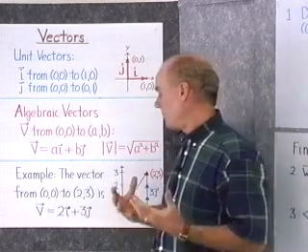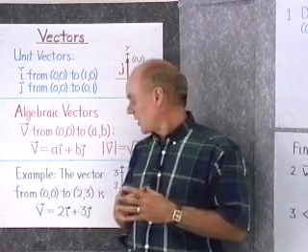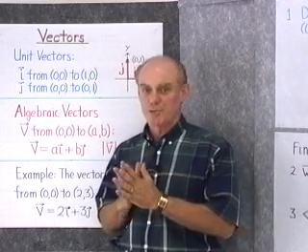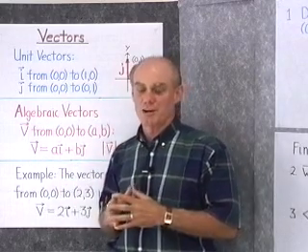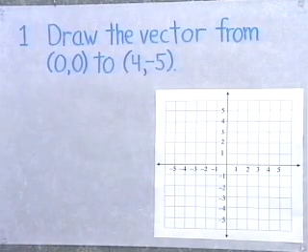So this algebraic method of working with vectors puts vectors into a condition where we can do some of the things that we have done in algebra with polynomials and that. So we want to take these definitions here and work a couple of problems. Let's look at our first one. We want to draw the vector that goes from 0, 0 to 4, negative 5, and then I want to draw it, and then I want to write it in terms of the unit horizontal and vertical vectors.